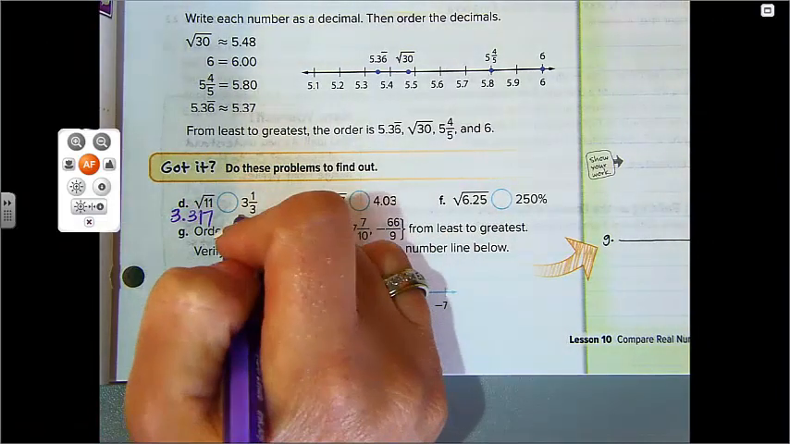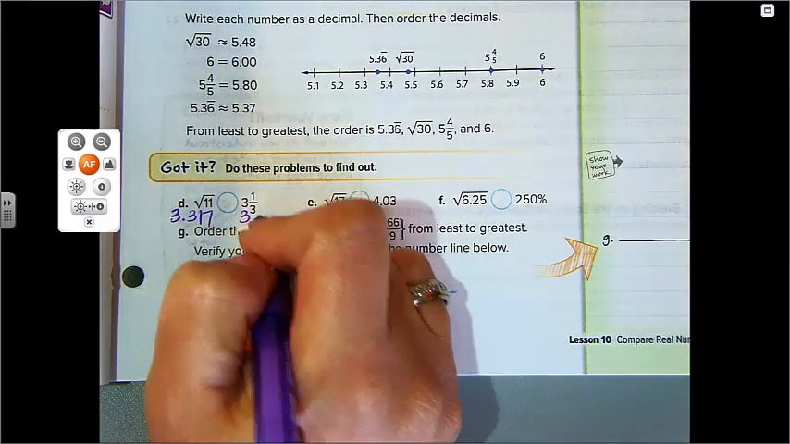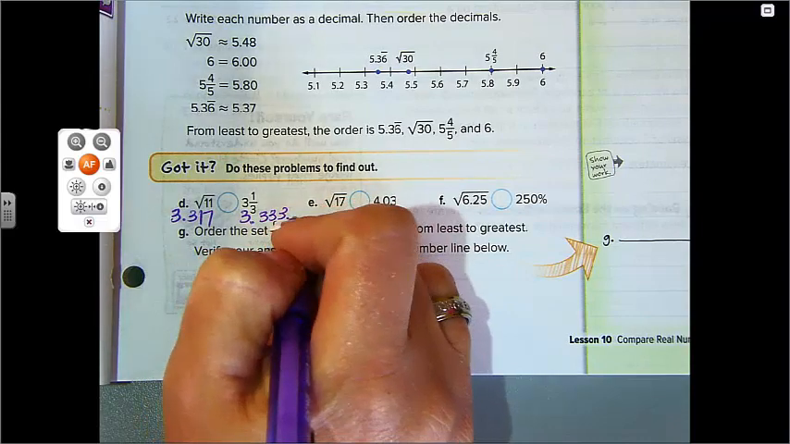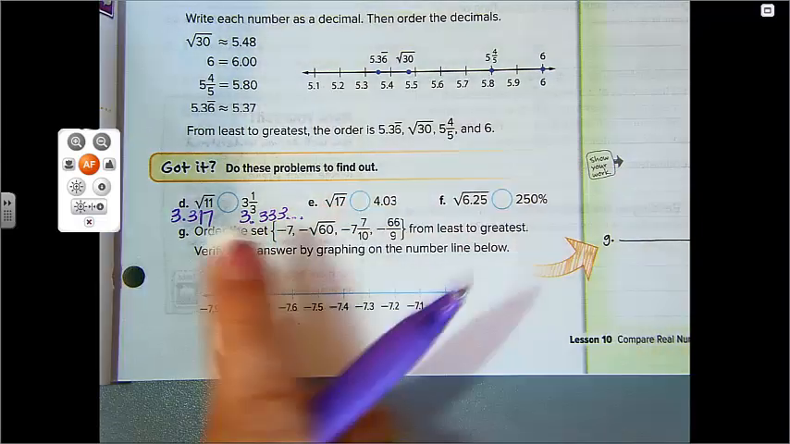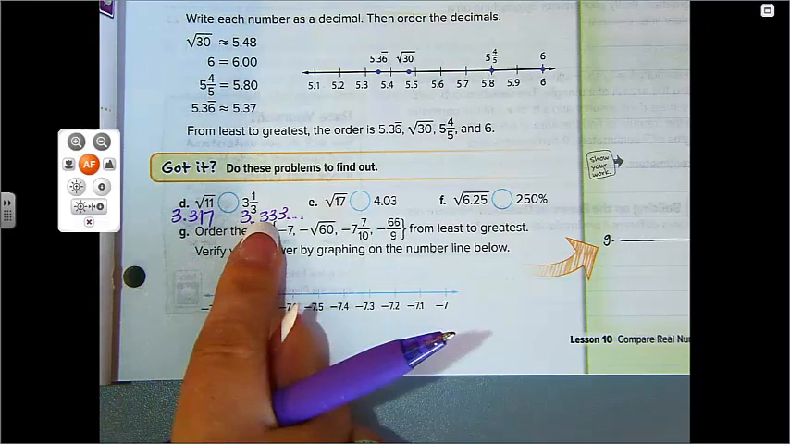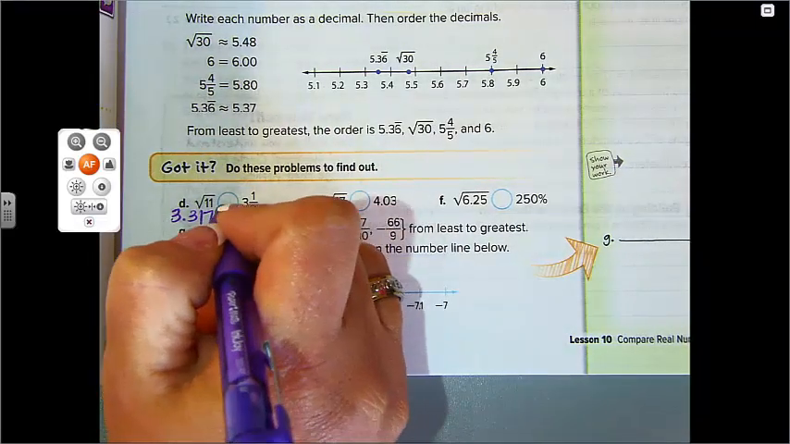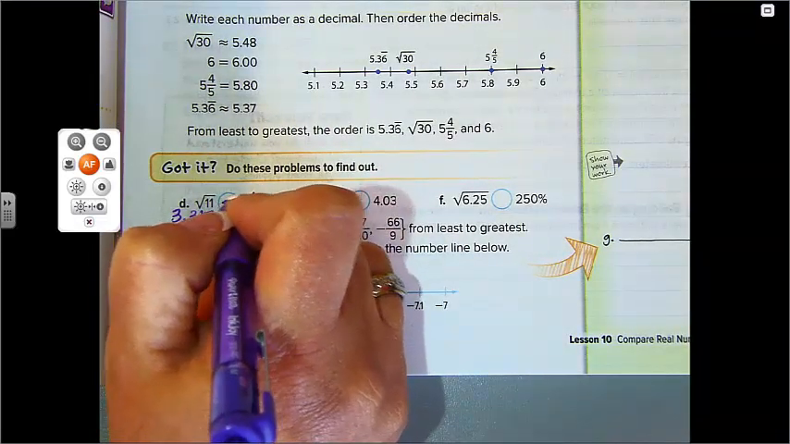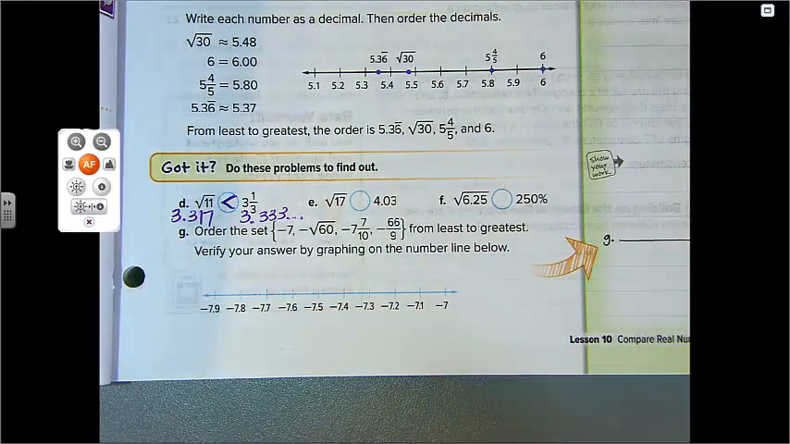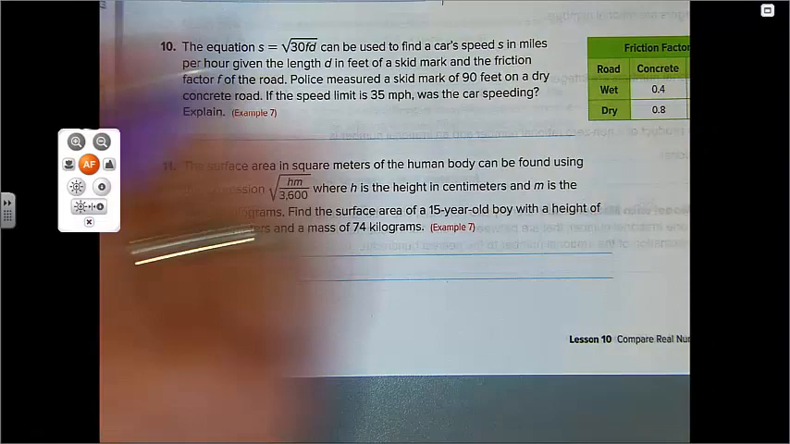Well, 3 1/3, hopefully you know that that's 3.333 and so on, which means it goes on forever. So which one's bigger, 317 or 333? Well, hopefully you know that the bigger one is 333. So that is how I would put my inequality sign.